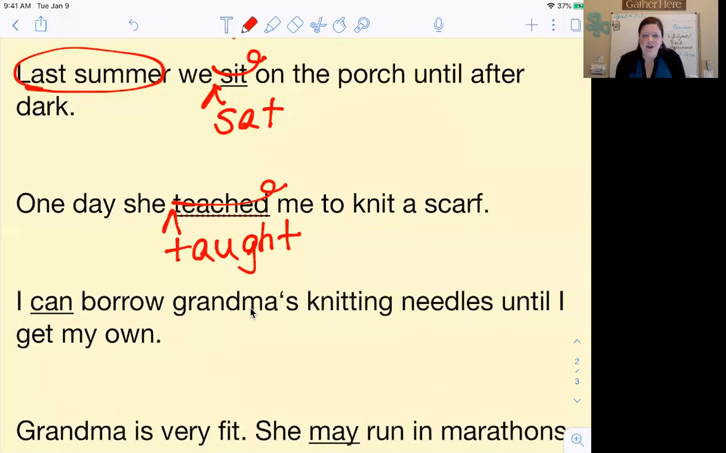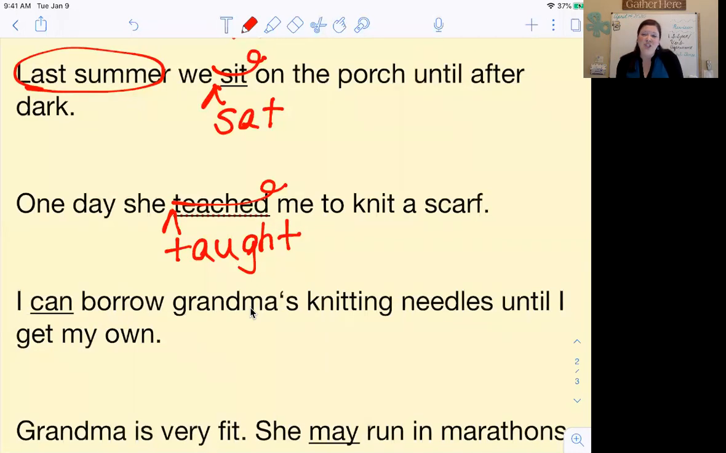Next, I can borrow grandma's knitting needles until I get my own. Can and may are often confused with one another. We need to go back to what is the definition of this word. Can means I am physically able to do something, but that is not what we need here. We need permission because those knitting needles aren't ours. They belong to somebody else.